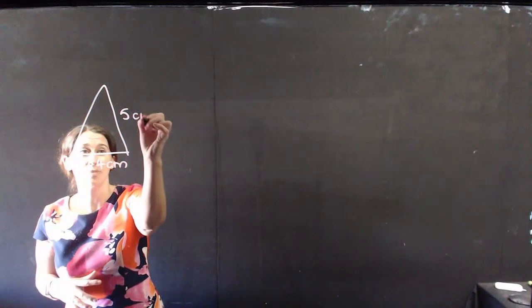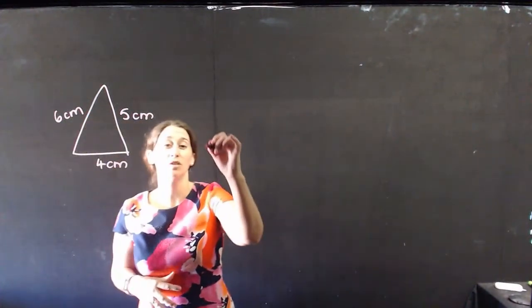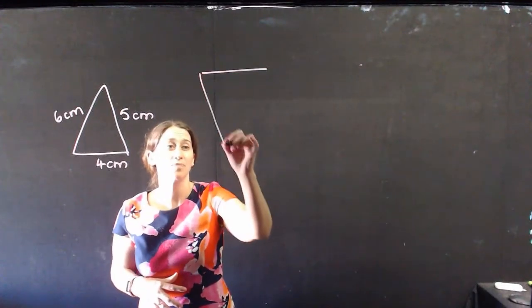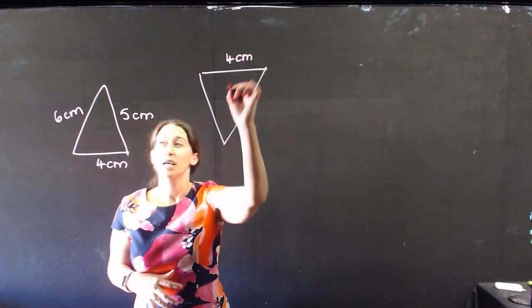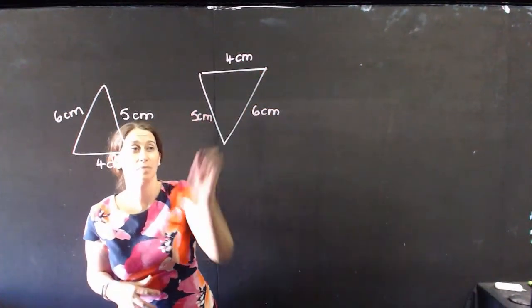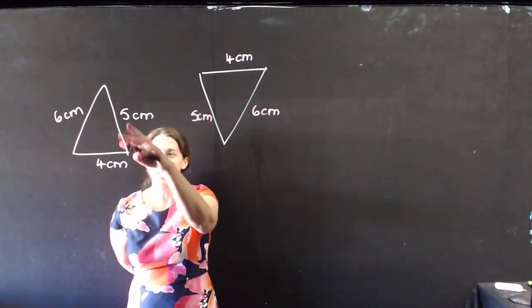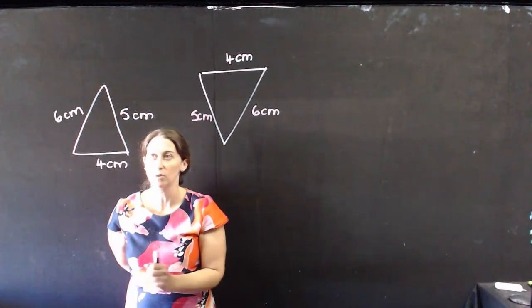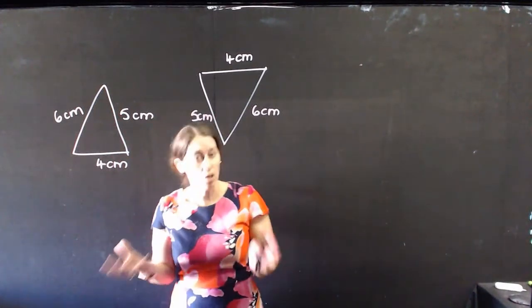So I'll just draw two triangles that are congruent, and we'll talk a little bit about labeling them. Let's suppose I've got 4 centimeters, 5 centimeters and 6 centimeters here. And I'm going to draw another triangle. Let's go upside down. And I've got 4 centimeters here, 6 centimeters here and then 5 centimeters here. Now, if you've got two triangles that are exactly the same size as each other, yes, they're triangles, and they've got the same measurements on there, they are congruent.